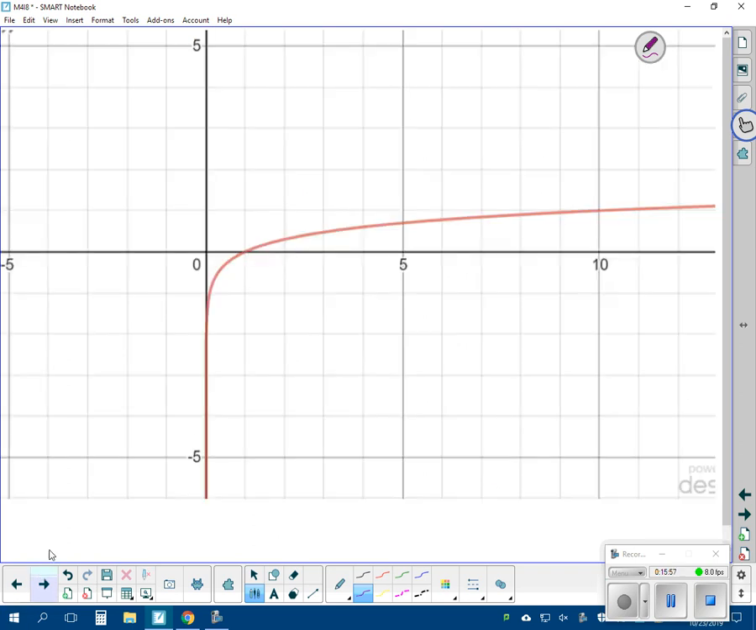Excellent. Here's a graph of y equals log of x. So this is what it looks like. Notice that your x values cannot be what? Cannot be 0. Okay, so that is a huge stipulation for logarithms.